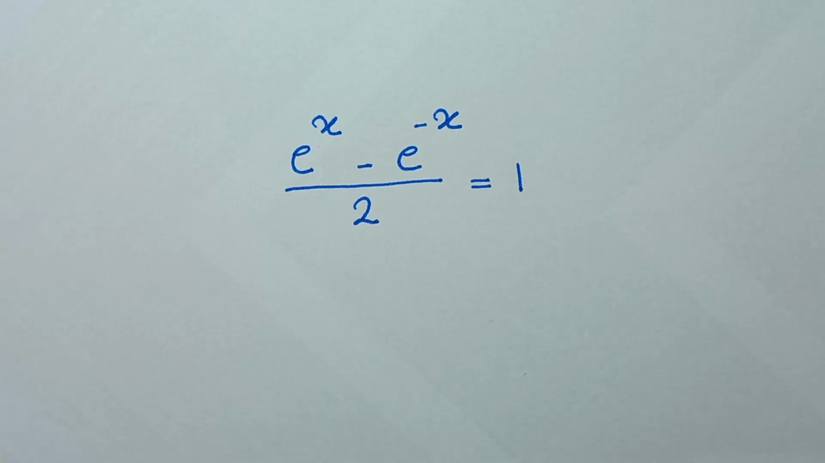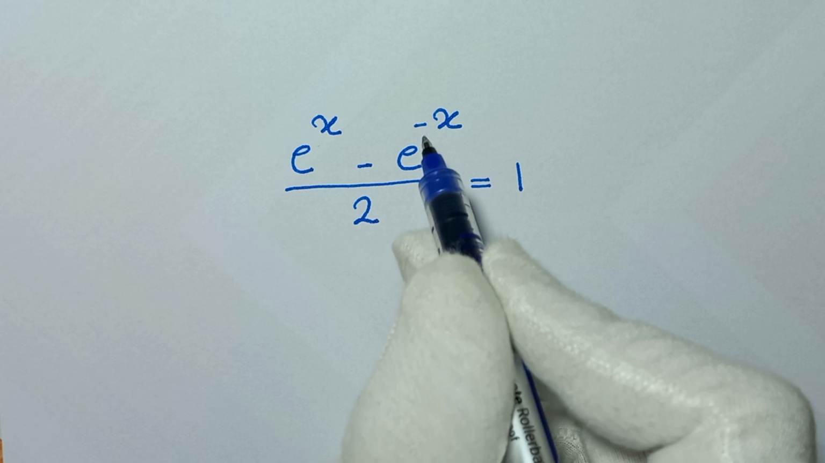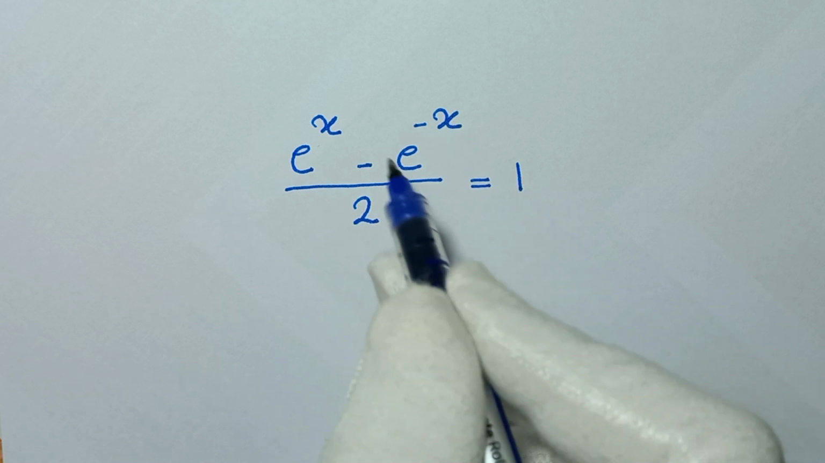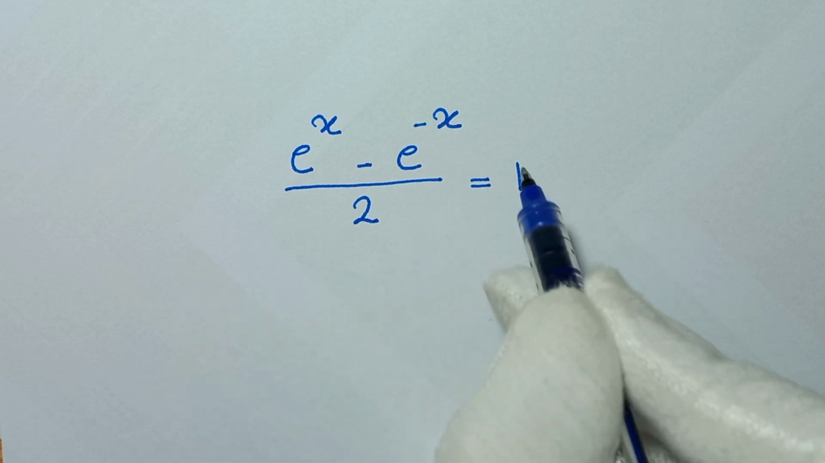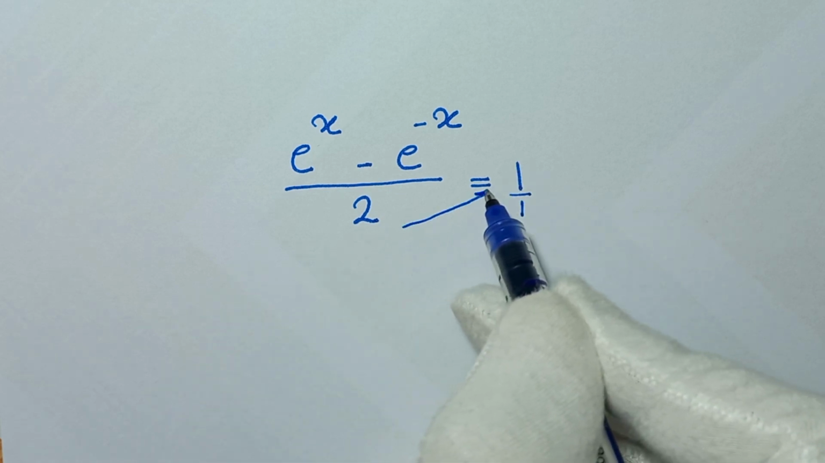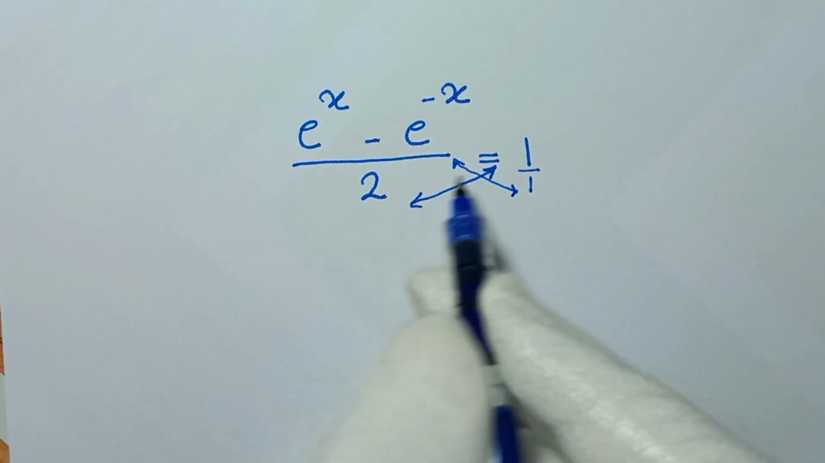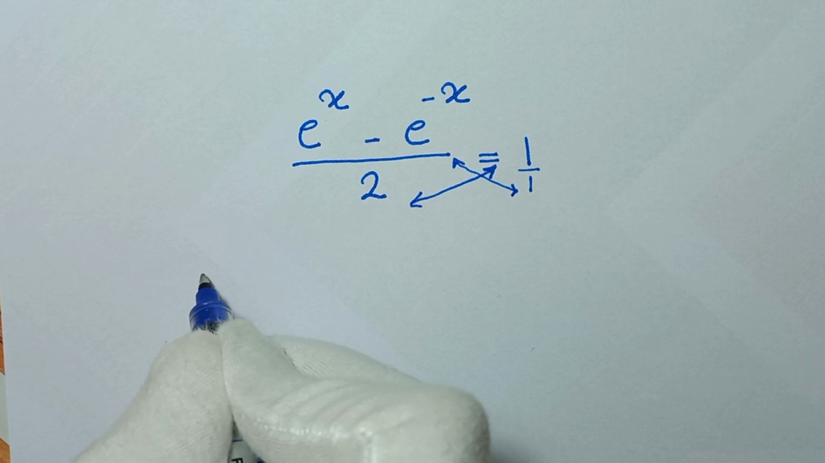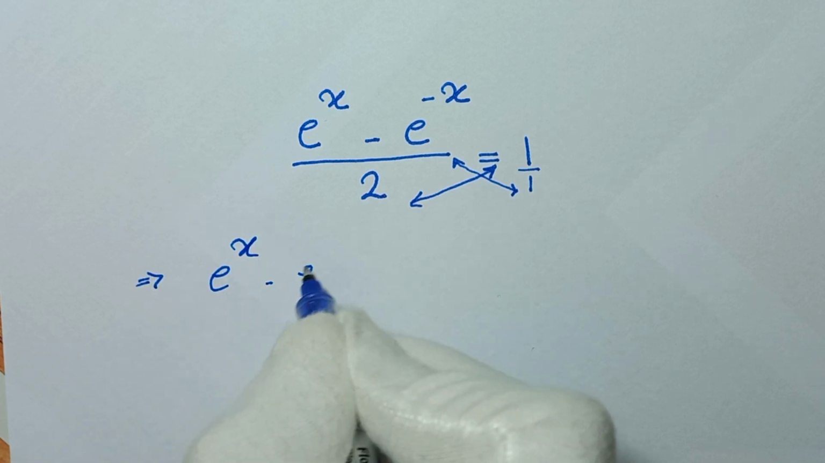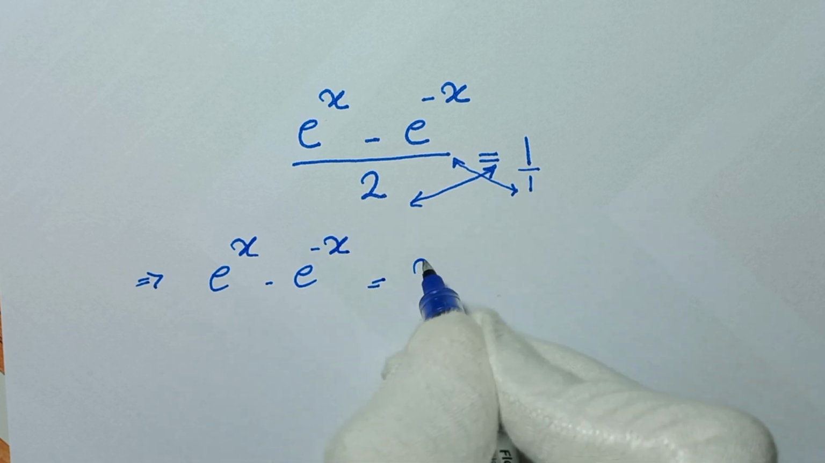Hello my friends, you're welcome to solve this math problem, which is (e^x - e^(-x))/2 = 1, to find the values of x. In the first step, we can write this as 1 over 1, and here we apply cross multiplication, this times this and this times this. So 1 times this is e^x - e^(-x) = 2 times 1, which is 2.